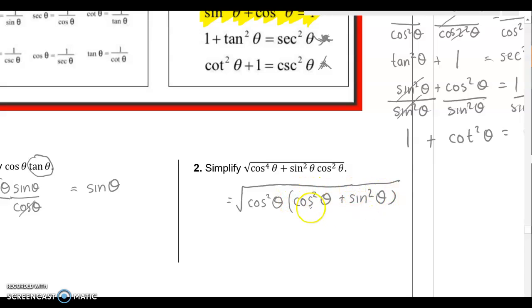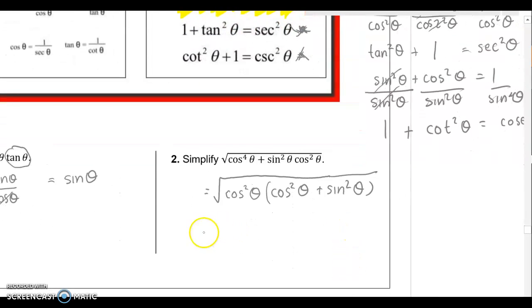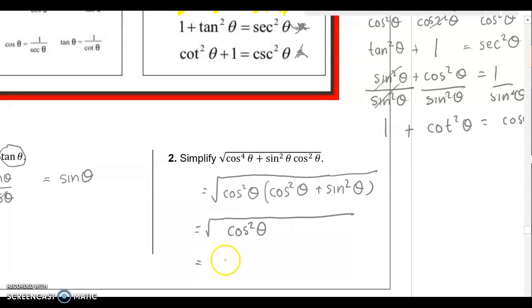We know sine squared theta plus cos squared theta equals 1. So we can replace that by the number 1. So let's pop that in there. Got the square root of cos squared theta times 1. So I don't even need to put that times 1 in there now. I can just leave it as cos squared theta if I like. We've got a square root and a square. They cancel each other out because they're opposites, and we're left with cos theta as our answer.